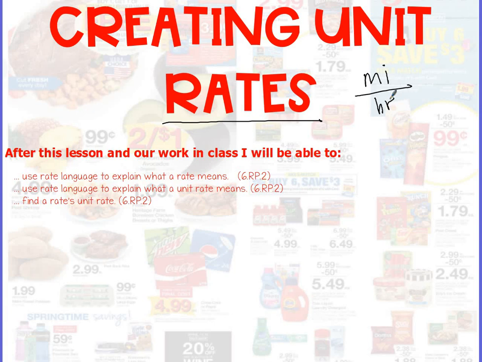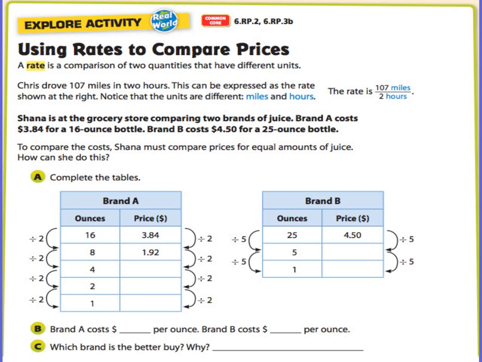We're going to extend that, and also take that into unit rates and explain what that unit rate means, and be able to find a rate's unit rate. First and foremost, we're going to take a look at a rate and what information that rate can give us. We have Chris, who drove 107 miles in 2 hours, which can be expressed as a rate, shown over here to the right. So 107 miles per 2 hours.